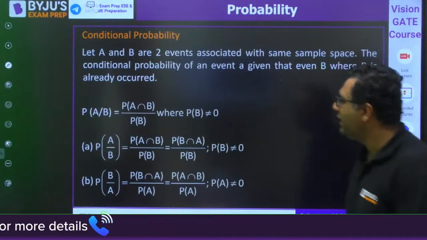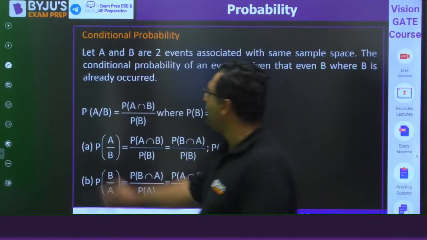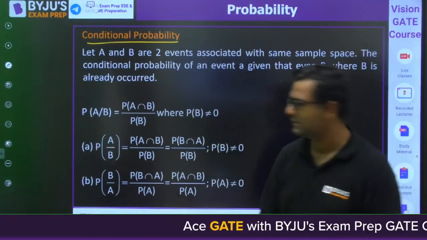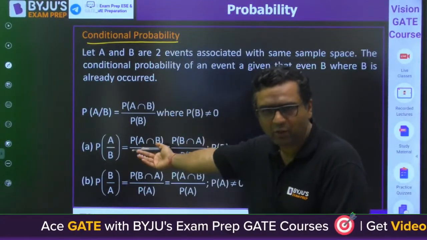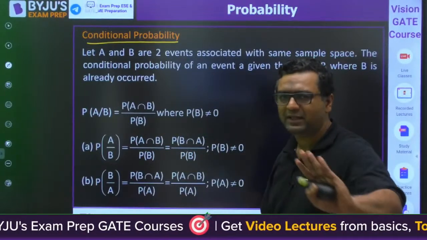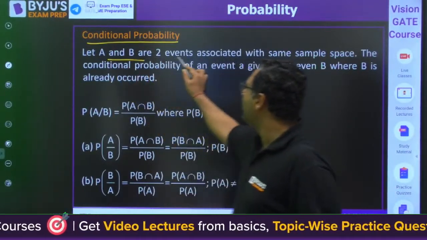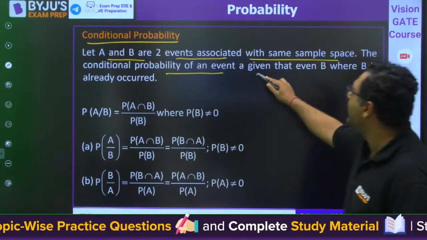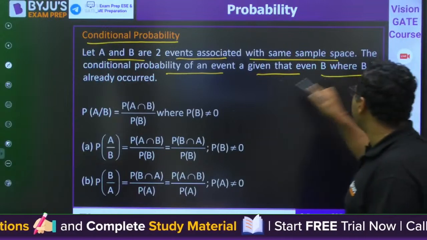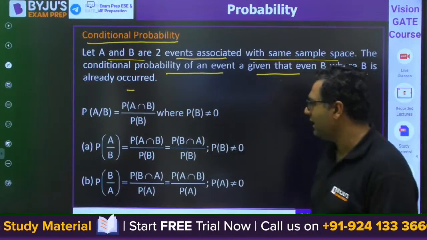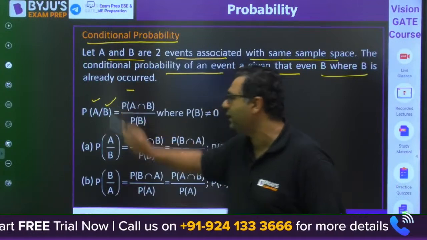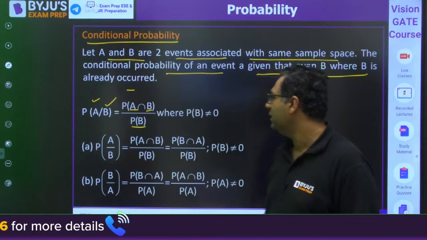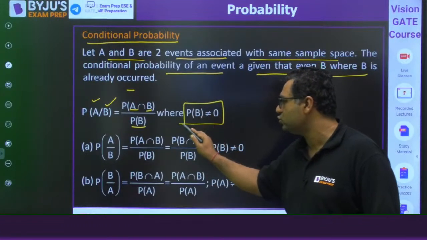Okay, so now, my dear, we are talking about conditional probability. About conditional probability, I already taught you in the first 2 classes, so I have taken the slide from there only. Once again I am just showing you, but otherwise we have already discussed. Let A and B be 2 events associated with the same sample space. The conditional probability of event A given event B, where B has already occurred, is the probability of A intersection B by the probability of B, where the probability of B should not be equal to 0.